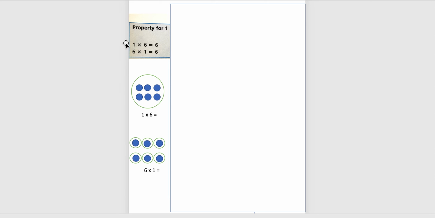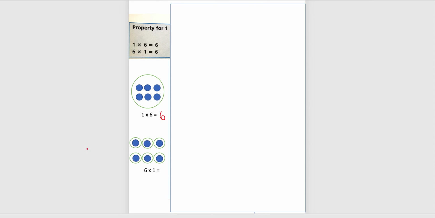So let's look at this first example here. 1 times 6. That's like saying one group of 6. We have 6 dots here in one group. And so what they're asking us for is how many there are in the one group, which would be 6. And that is why we get the answer 6. Okay?